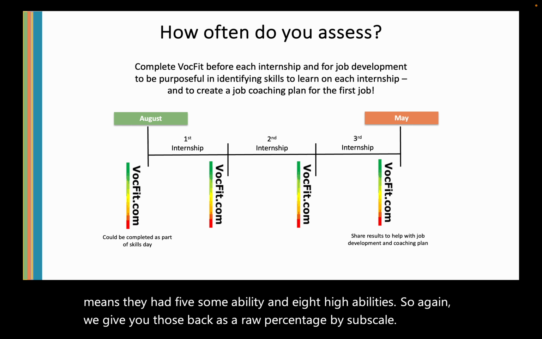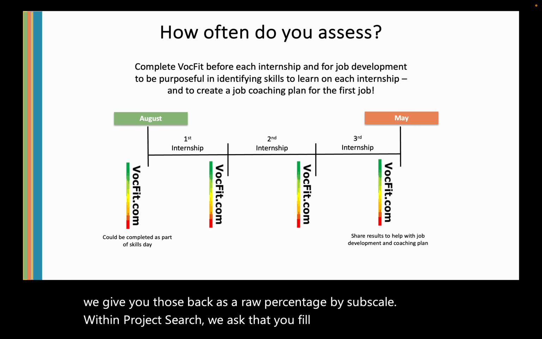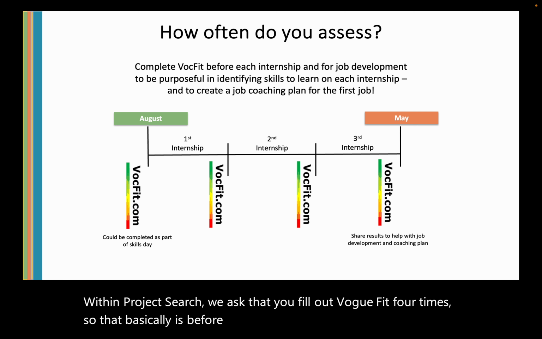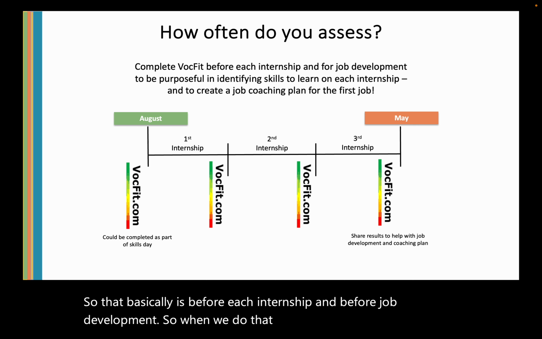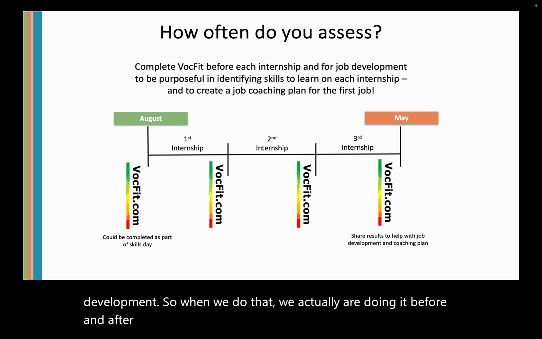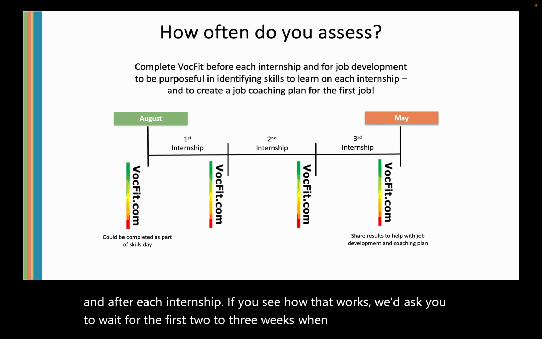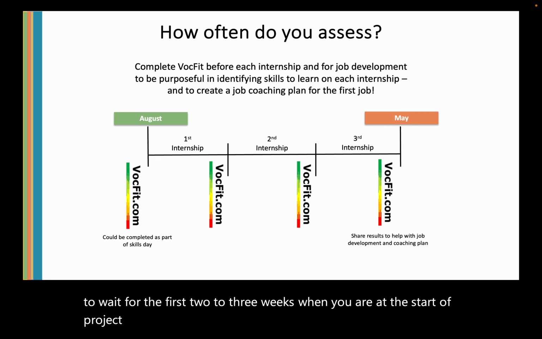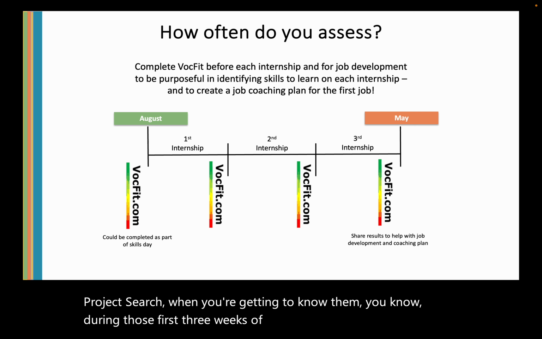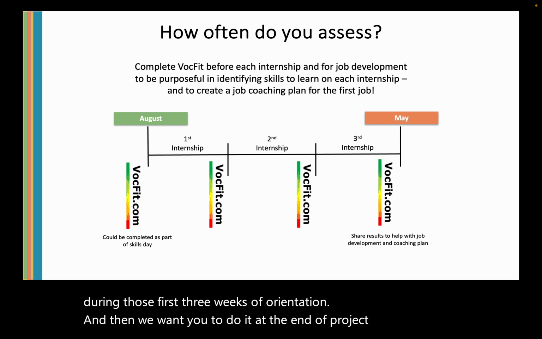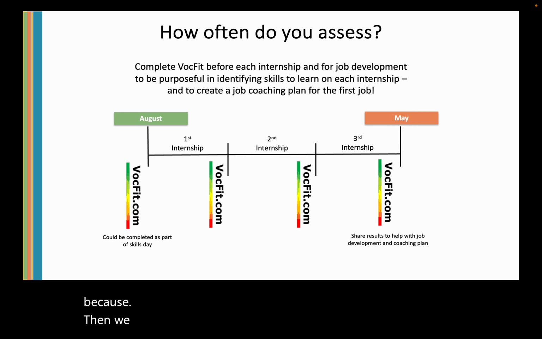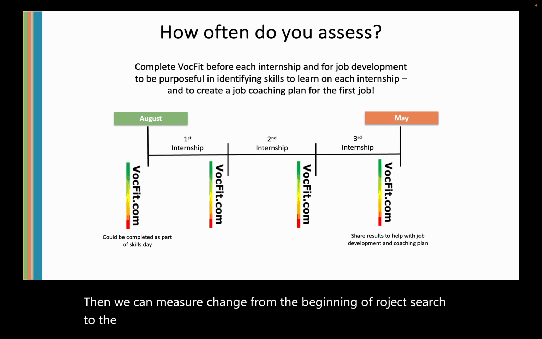Within Project Search, we ask that you fill out VocFit 4 times. So that basically is before each internship and before job development. So when we do that, we actually are doing it before and after each internship, if you see how that works. We'd ask you to wait for the first 2 to 3 weeks when you are at the start of Project Search, when you're getting to know them, during those first 3 weeks of orientation. And then we want you to do it at the end of Project Search, because then we can measure change from the beginning of Project Search to the end of Project Search.